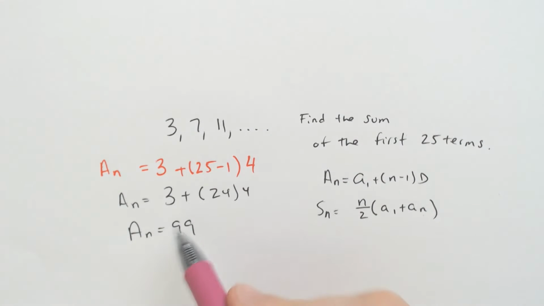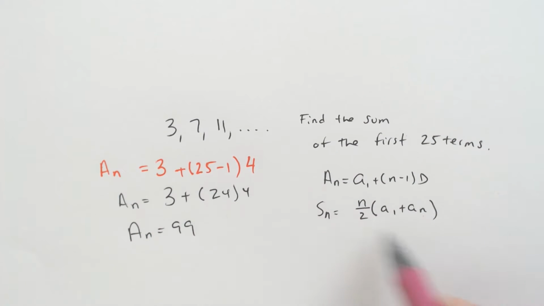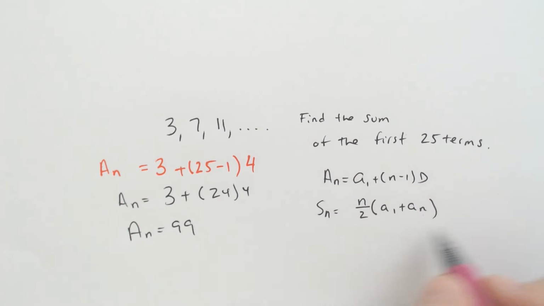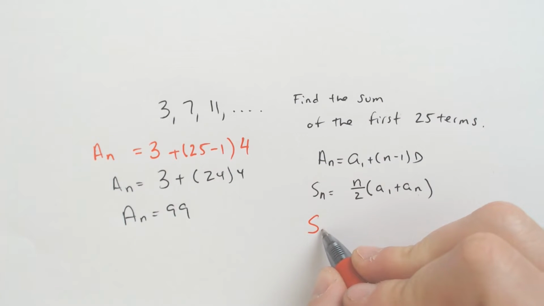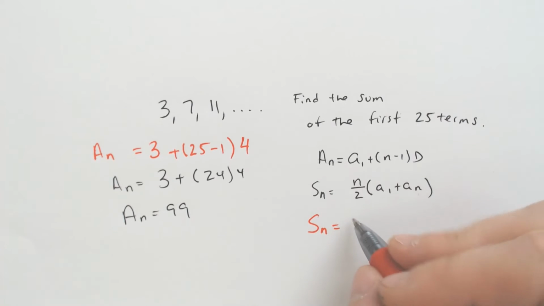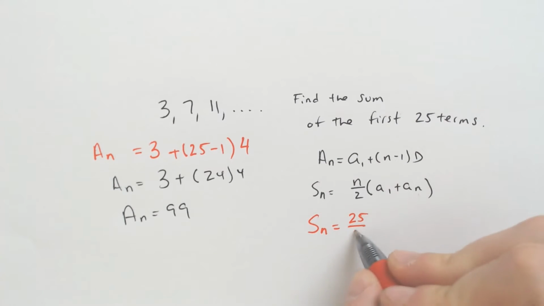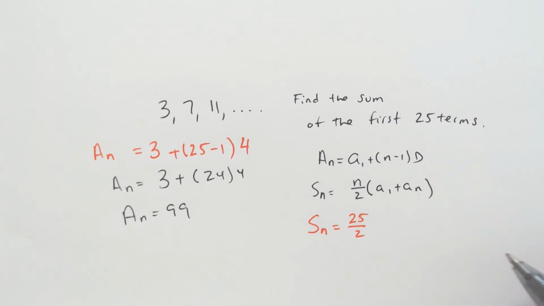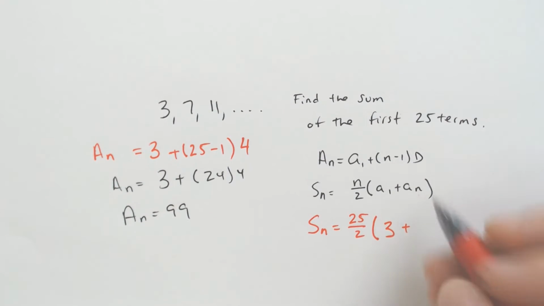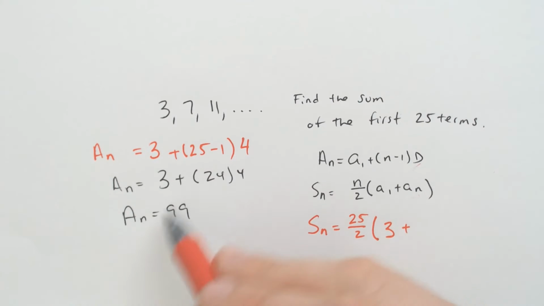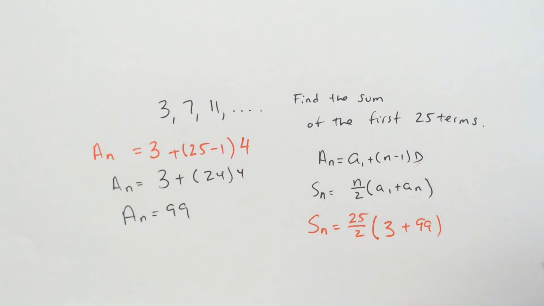And now we're going to use the 99 in the sum formula. So we already have everything we need for the sum formula except for the a sub n. So we needed to find that first. So we have the sum of the first 25 terms is equal to 25 divided by 2, because the n is still 25. A1 is still 3. That's still our first term. But now we have that 25th term, which happens to be 99.